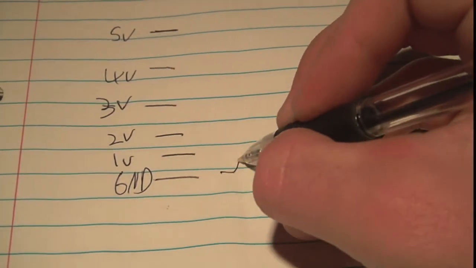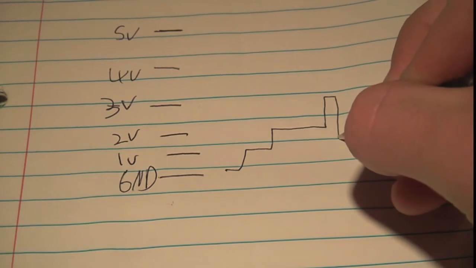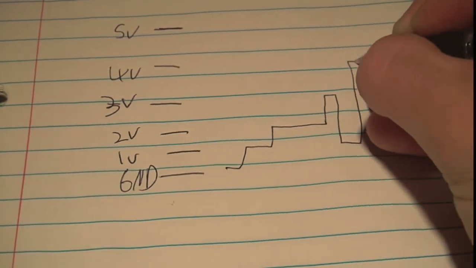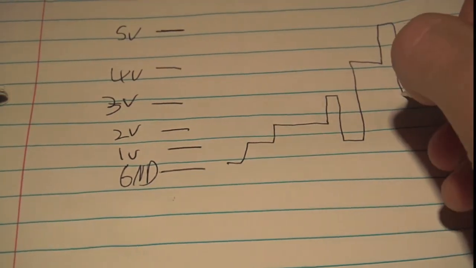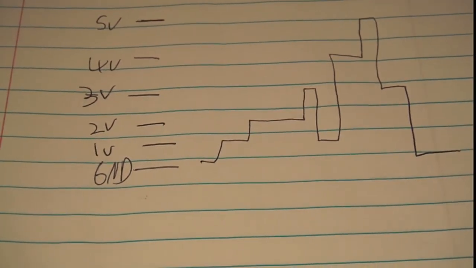Right? And the signal can actually exist at any of these levels, but not in between. So it's sort of like a hybrid of both of the types. The way these signals work is they can actually exist at any of the levels. So they can look something like this, right?